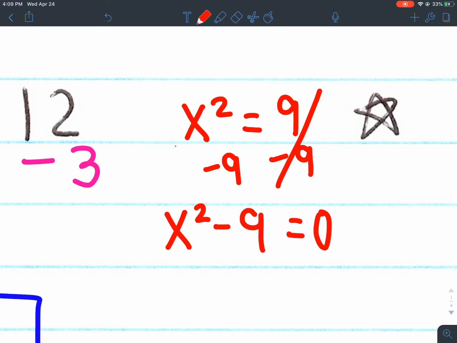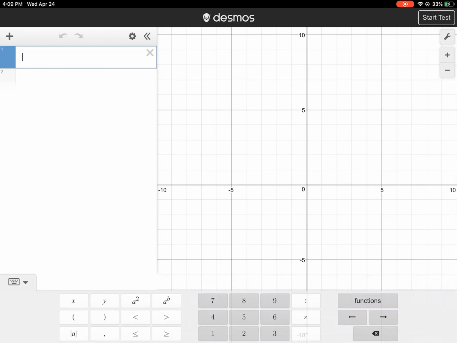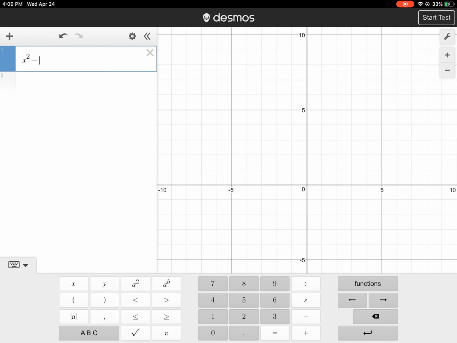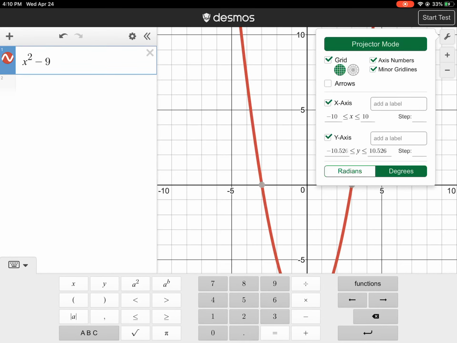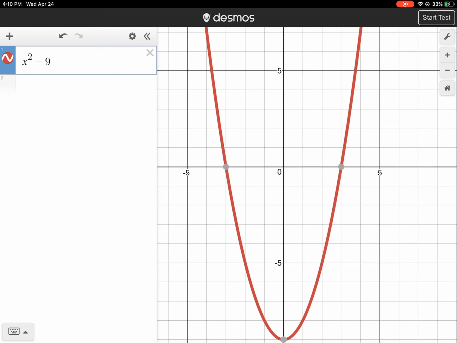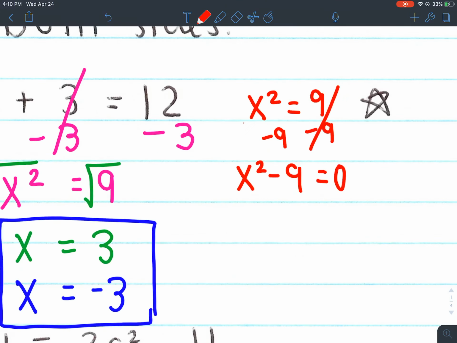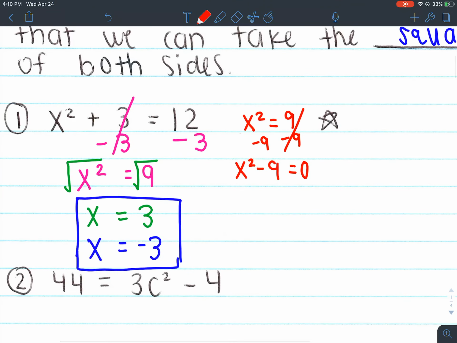Okay? Now I'm going to graph that in Desmos really quick for you. You can graph it in your graphing calculator if you'd like. So I have x squared minus 9. Remember, when we're looking for solutions, we're looking for the x-intercepts. I'm going to tap on those, and I get (-3, 0) and (3, 0). Those are the answers I got over here: negative 3 and 3. So you're looking for the solutions. That's what you're solving for.